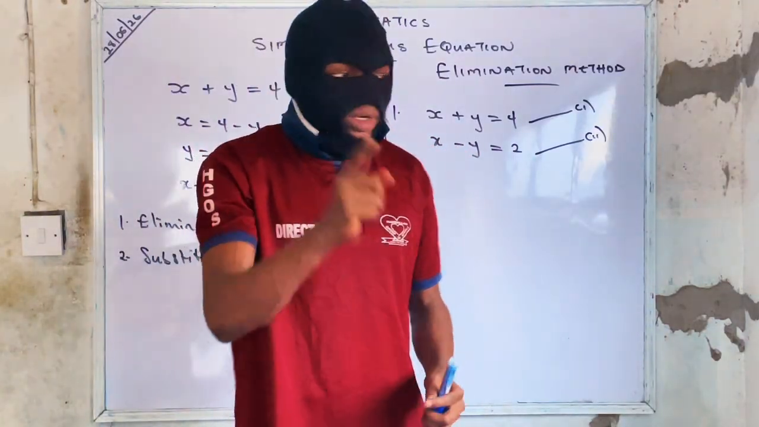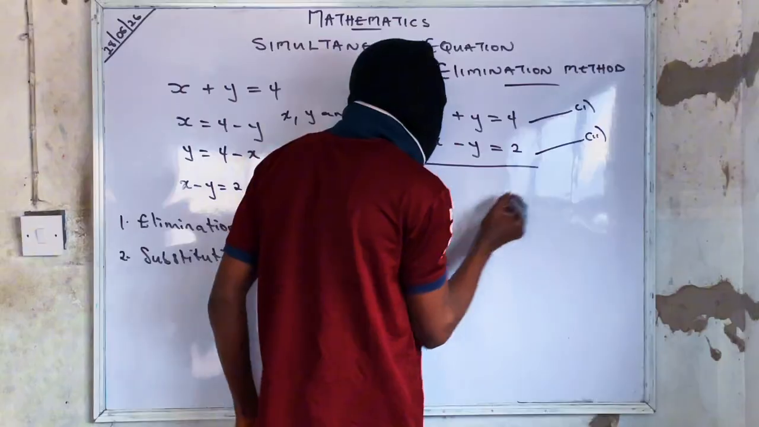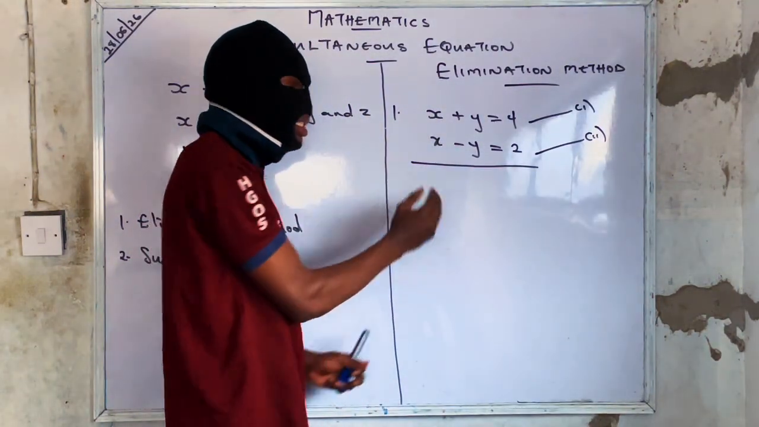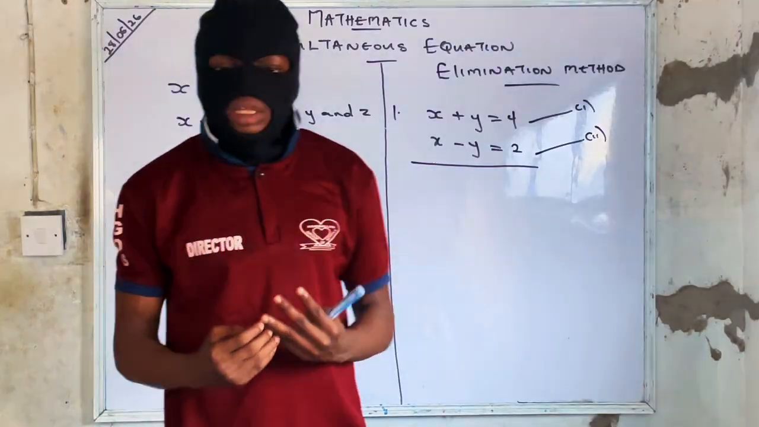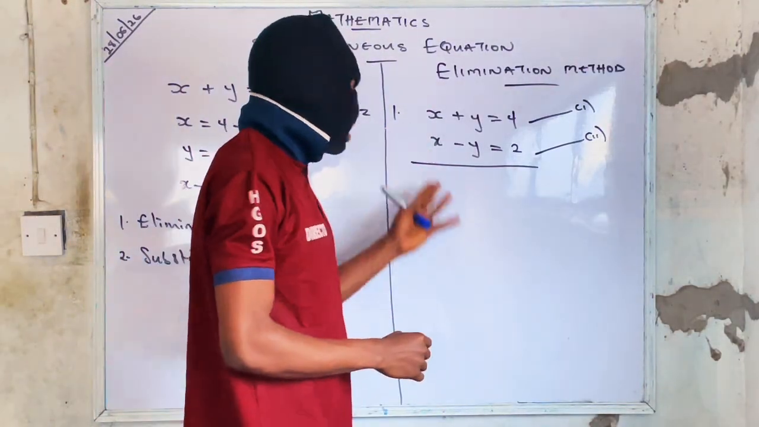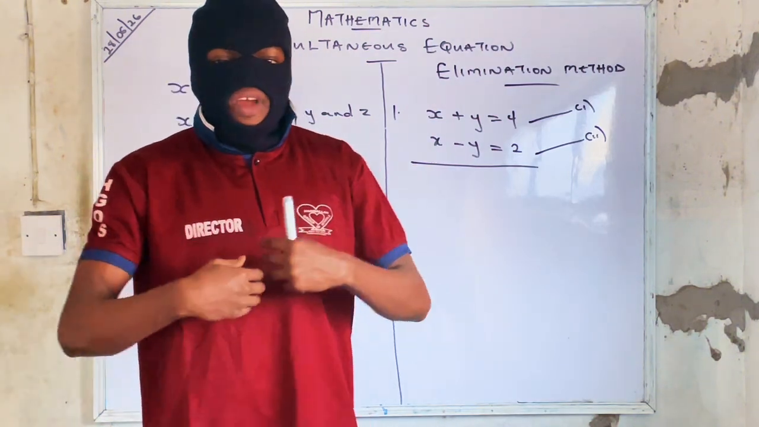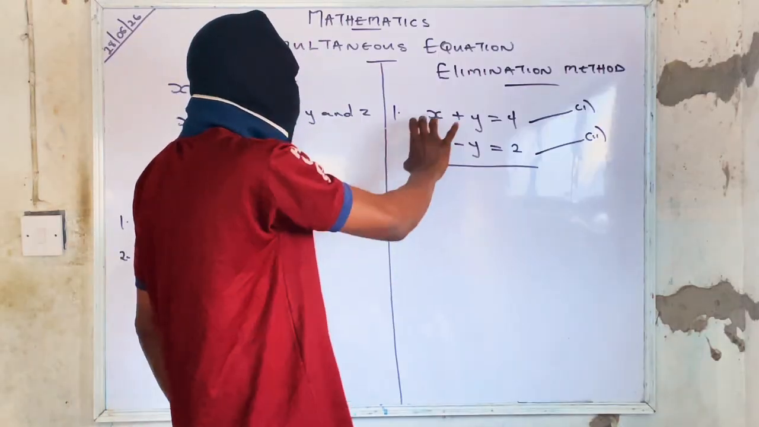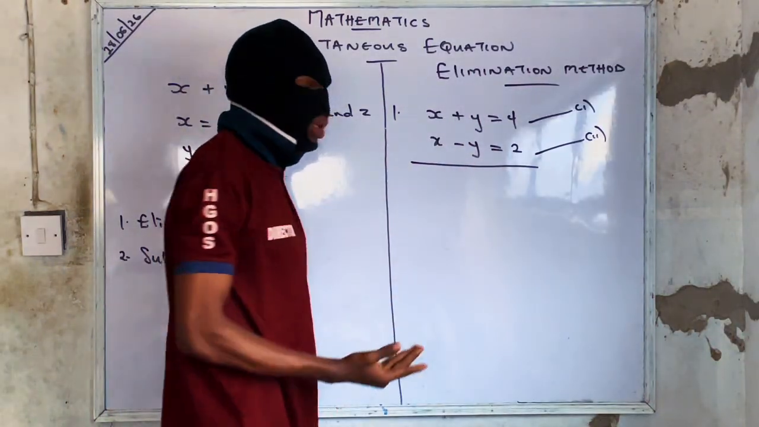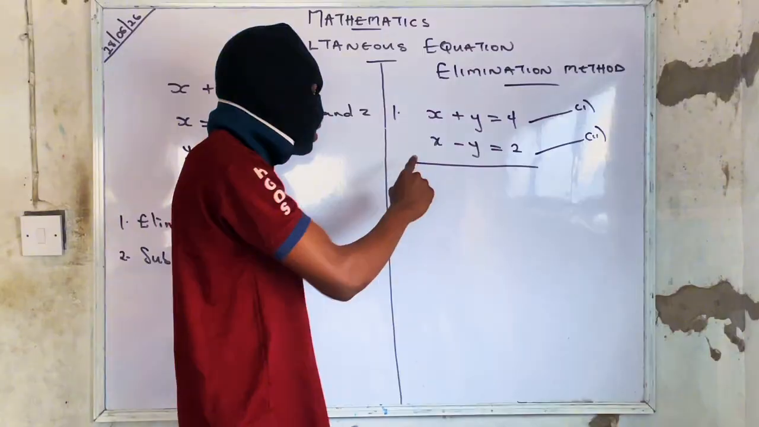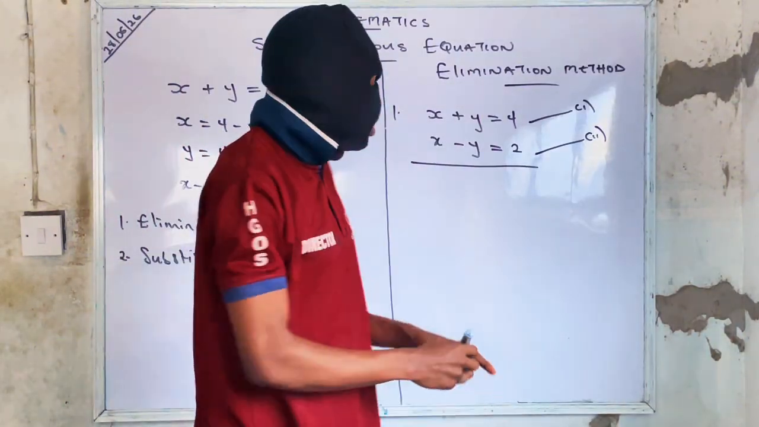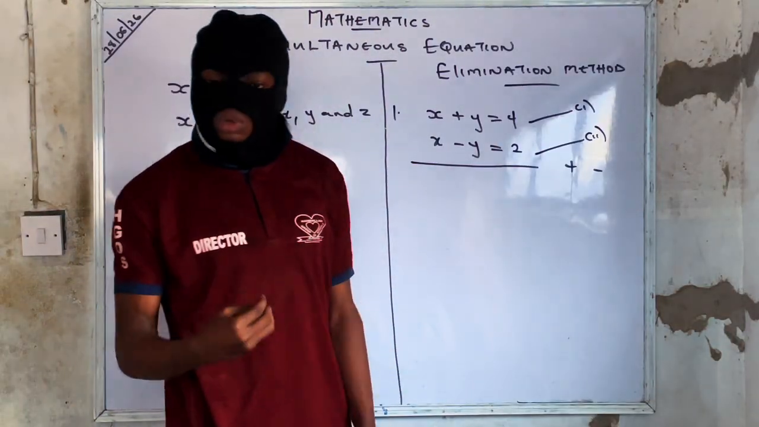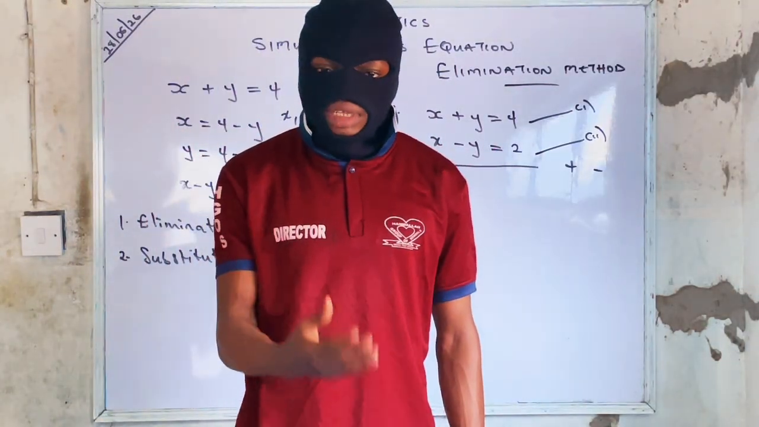The second thing you are going to do is draw a line. This is a barrier below which you are going to eliminate and look for the value of your y. Since you are eliminating x, we are looking for the value of y, and if we are eliminating y, we are looking for the value of x. Now let's continue. We have two signs that we are going to use, plus and minus. These are used to eliminate variables in the elimination method.